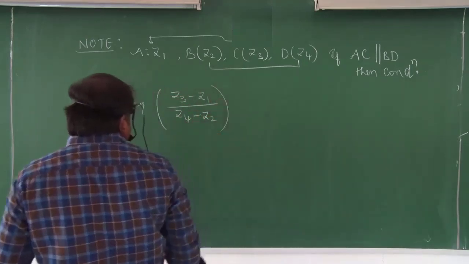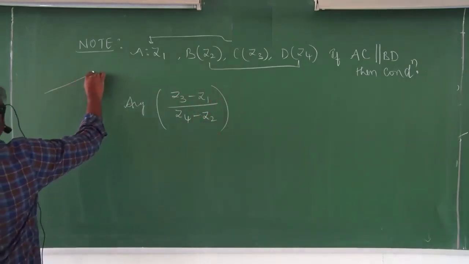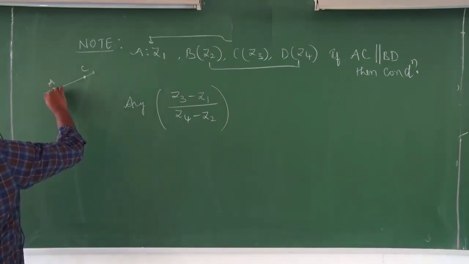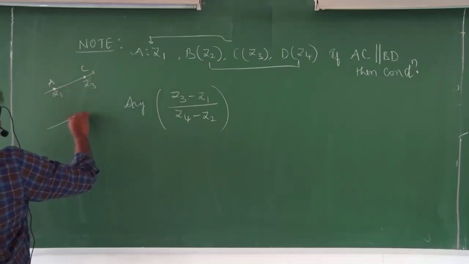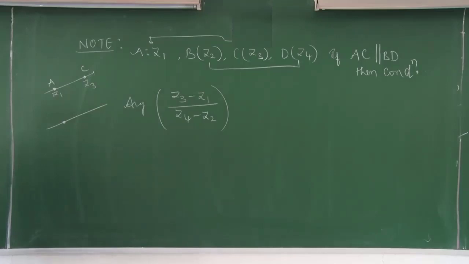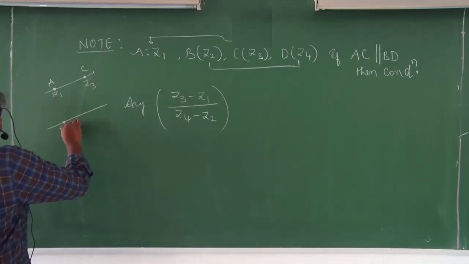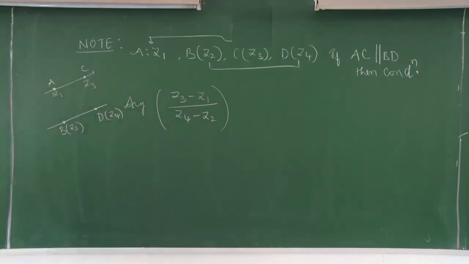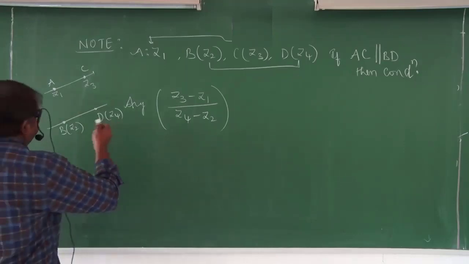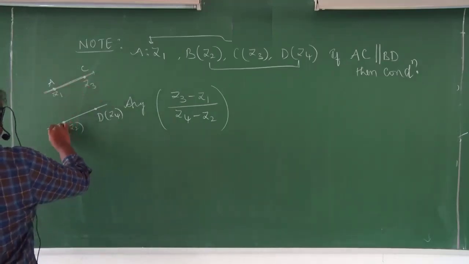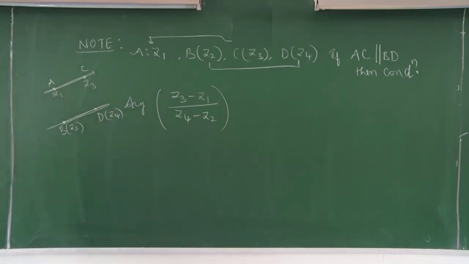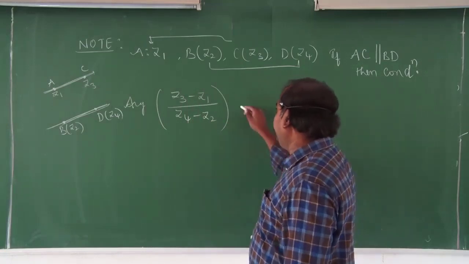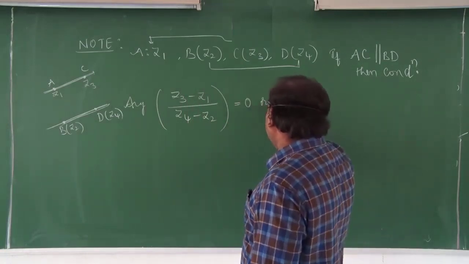z4 minus z2, since here this is one line equation, somewhere here A is there, somewhere here C is there, this is z1, this is z3, and one more line is there like this. Here it is also, this is B of z2, somewhere D of z4. They are parallel. So indirectly the argument of z3 minus z1 and z4 minus z2, what will the argument be? If you calculate the argument value, if they are parallel, you will get 0 or pi.